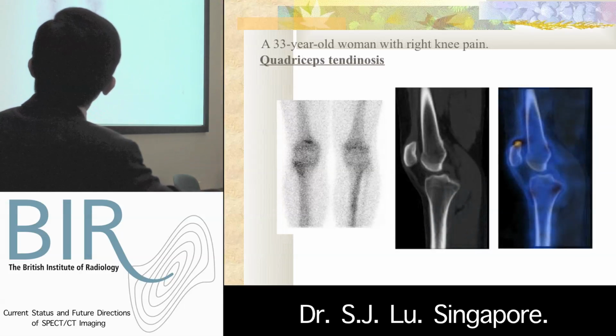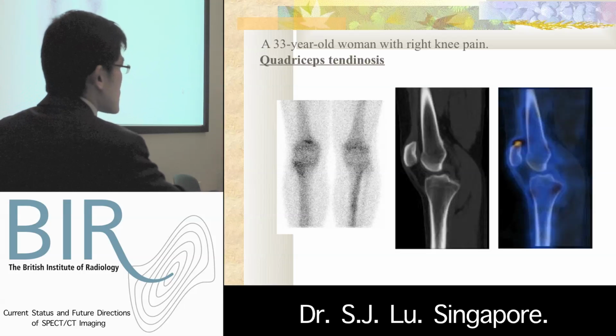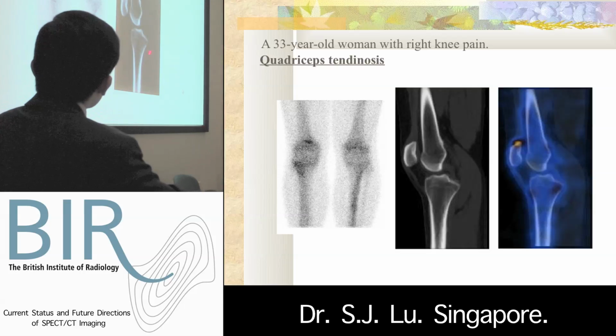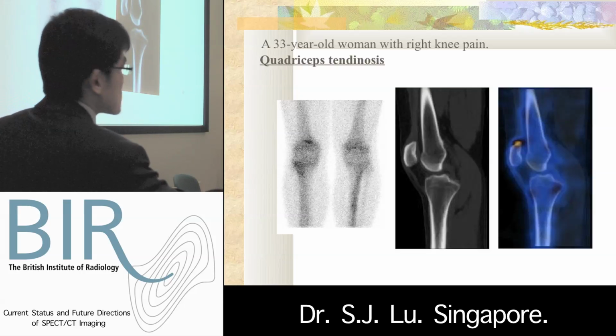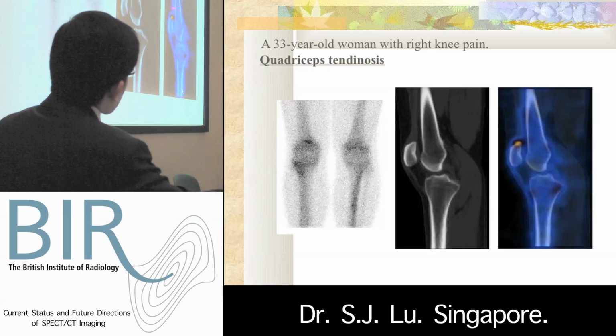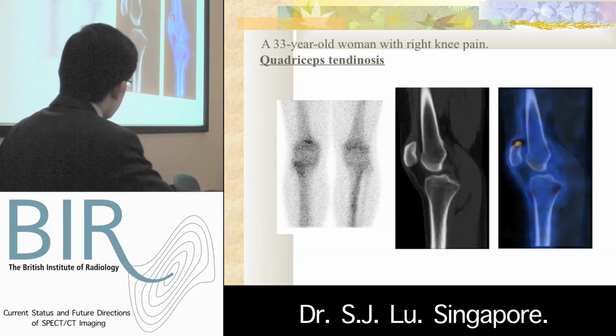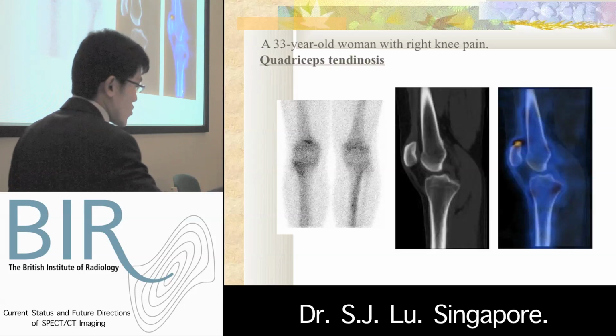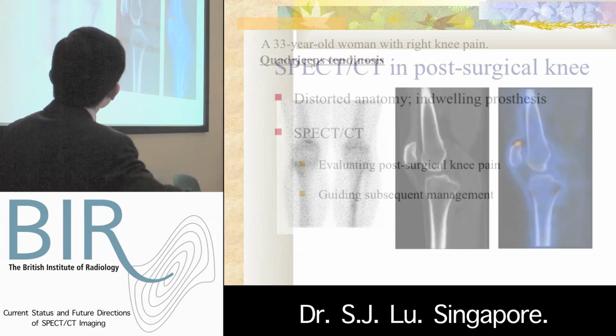And this case shows focal increased tracer uptake at the superior aspect of the right knee. Fairly non-specific finding as usual. On CT, the bones are normal, no abnormality. So what is the cause of knee pain in this patient? SPECT-CT localizes the activity to the attachment of the quadriceps muscle to the patella. So this represents quadriceps tendinosis as a cause of knee pain.